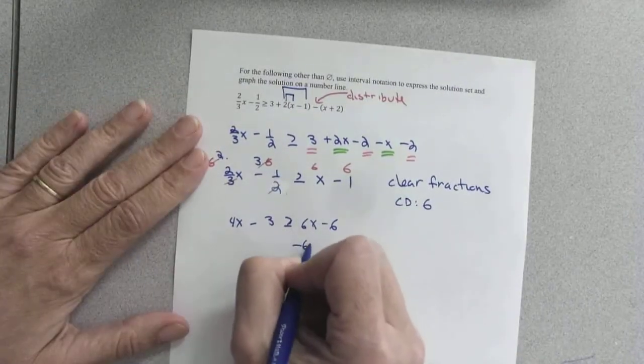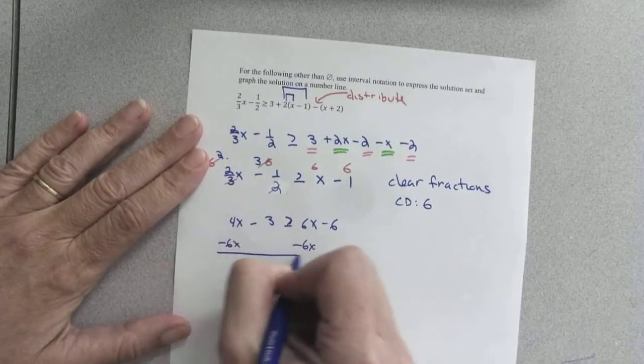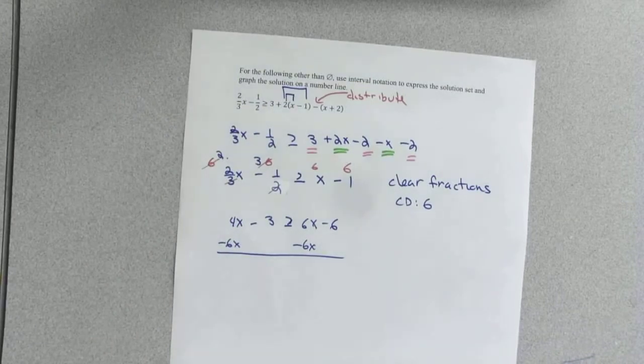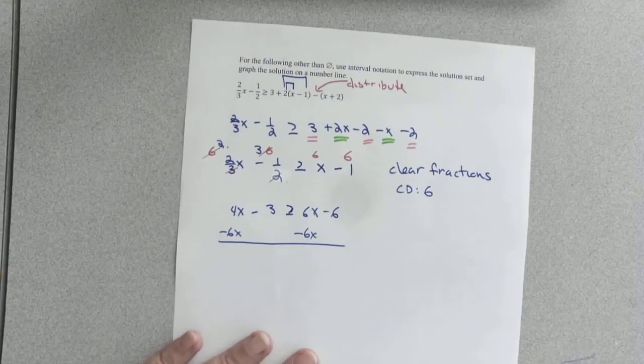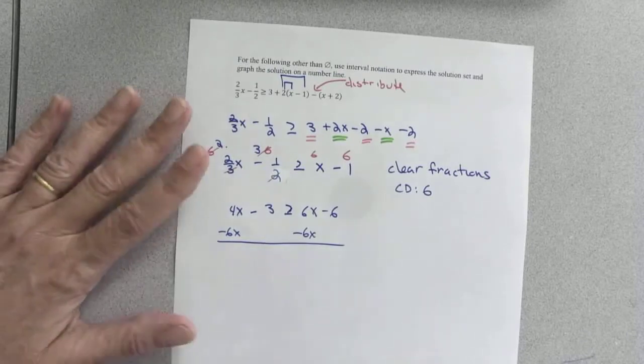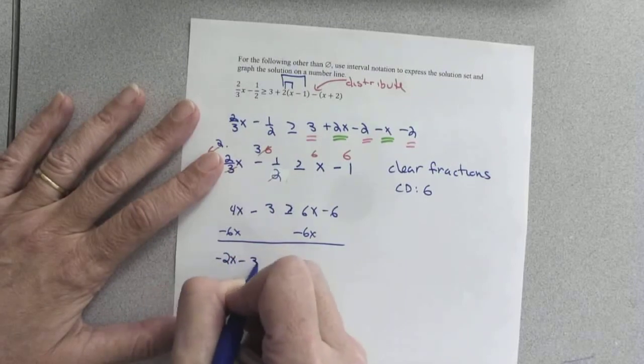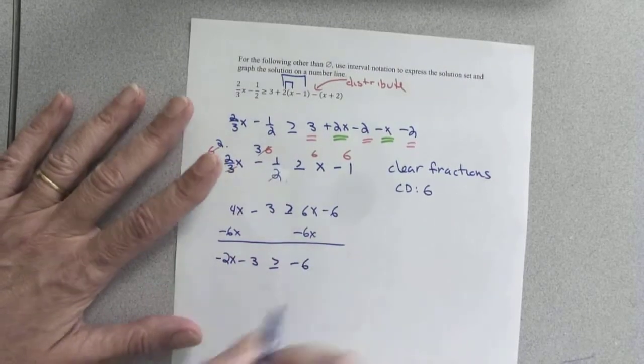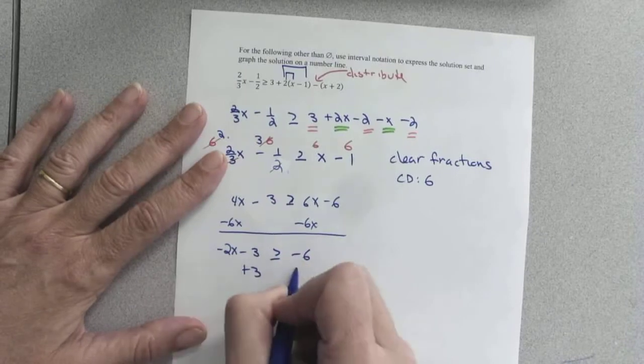Let's get those x's together. So subtract 6 from both sides. And I really do like to get my x's on the left here because it makes writing things into interval notation much easier. It is not wrong to have your x's on the right, but if your x is on the right, converting to interval notation is harder to figure out. So I really do like my x's on the left here. And so I get negative 2x minus 3 is greater than or equal to negative 6.